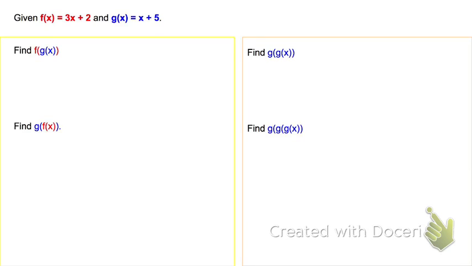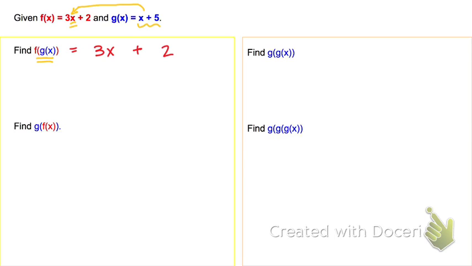All right, here we're going to go through 4 examples of creating composite functions given f of x and g of x. So if we look at this first one, notice that g of x is inside the parentheses for f of x. So that means that they want us to take whatever g of x is and substitute it inside of the f of x function for x.